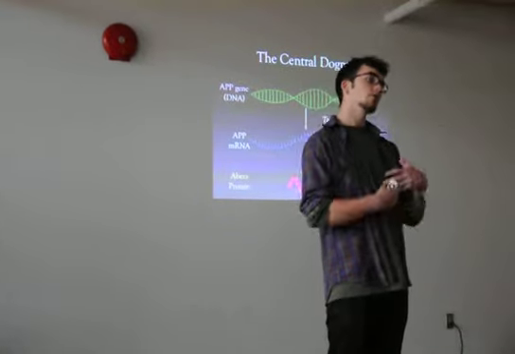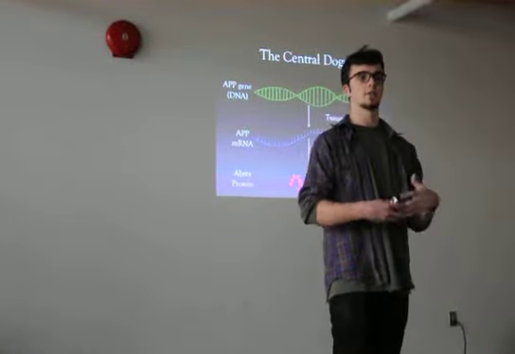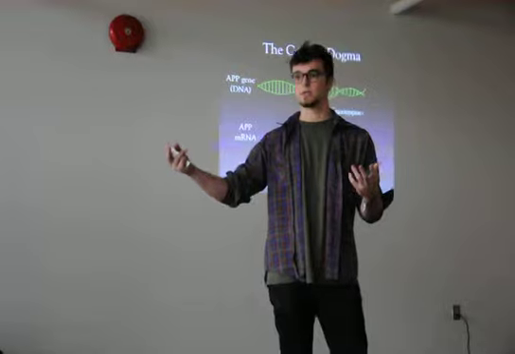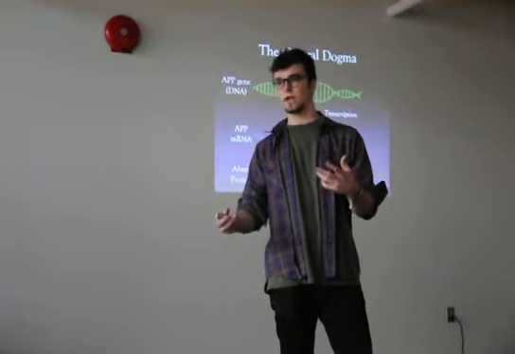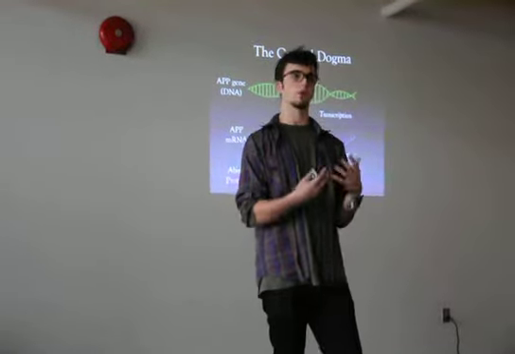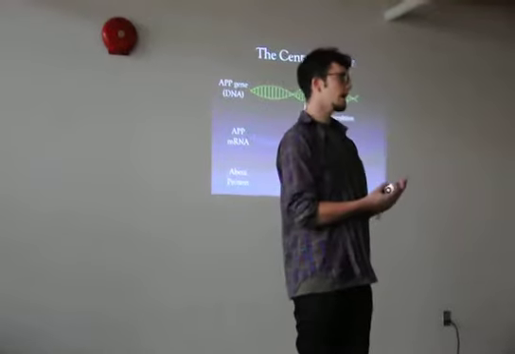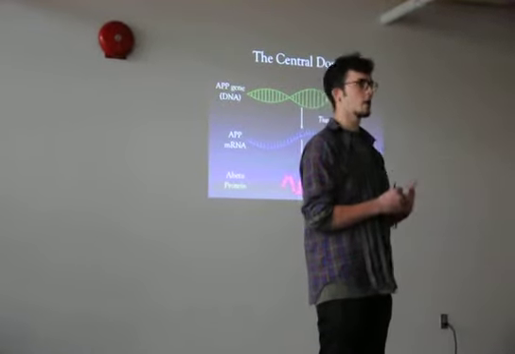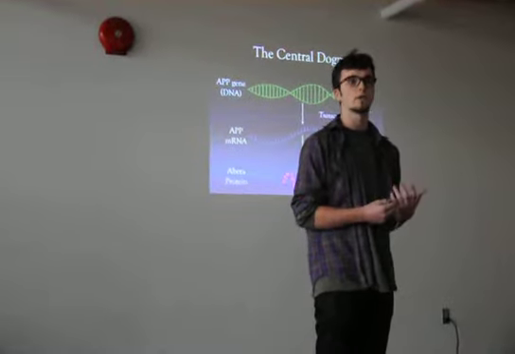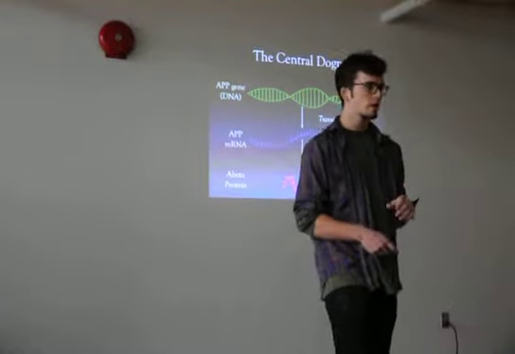APP mRNA travels to other parts of cells where it's then translated into proteins. And proteins are the functional units of cells. They move around and allow cells to do their work. In disease states, however, proteins often cause cell abnormalities and can lead to cell death.